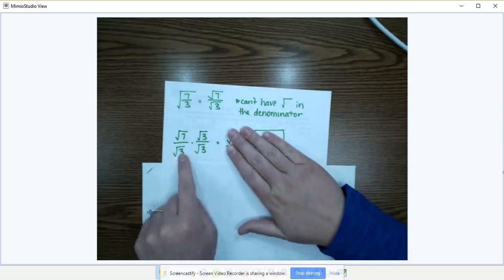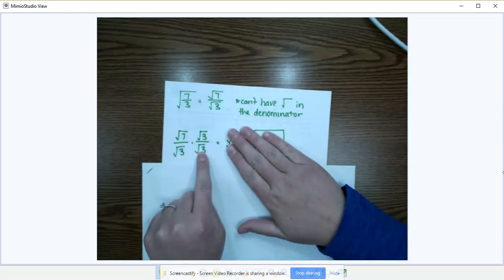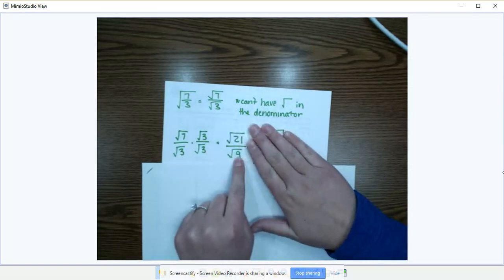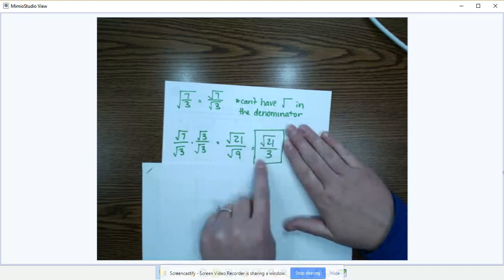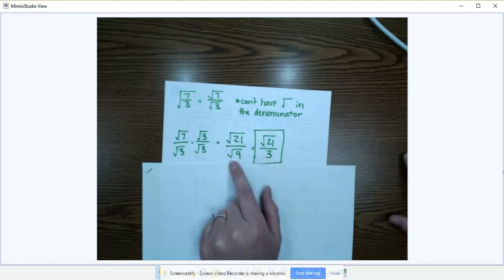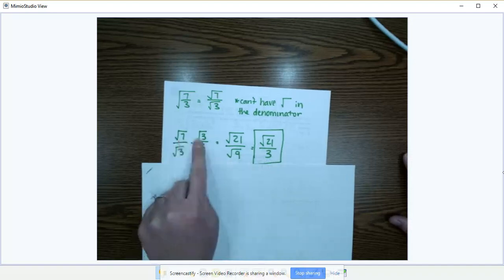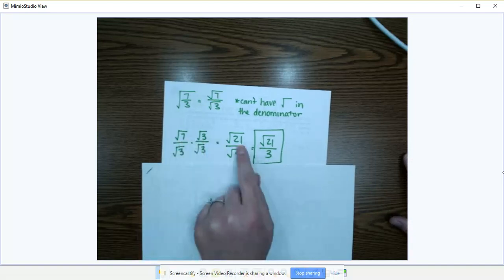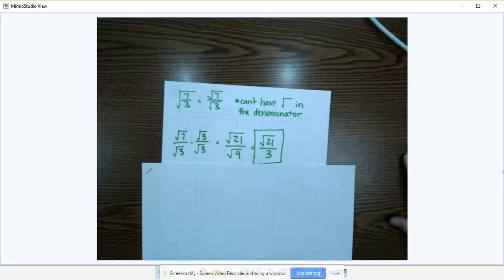We do that because square root of 3 times square root of 3 is square root of 9, and square root of 9 is a perfect square. So our denominator is now 3. We don't get rid of our denominator entirely, but at least it's now a constant and not a square root. And then the numerator, we just use our product property and multiply to get root 21. So our final answer would be root 21 over 3.